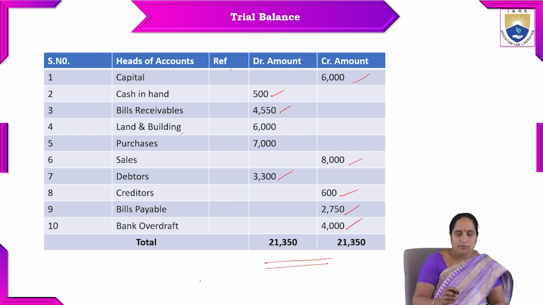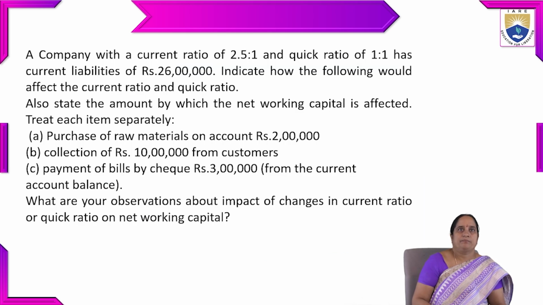Both should be equal. So that's how we used to prepare trial balance so that we can identify in case of any errors while recording the transactions.